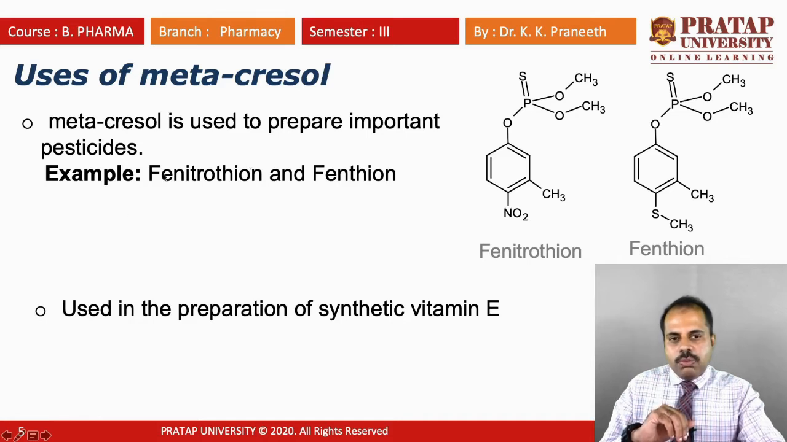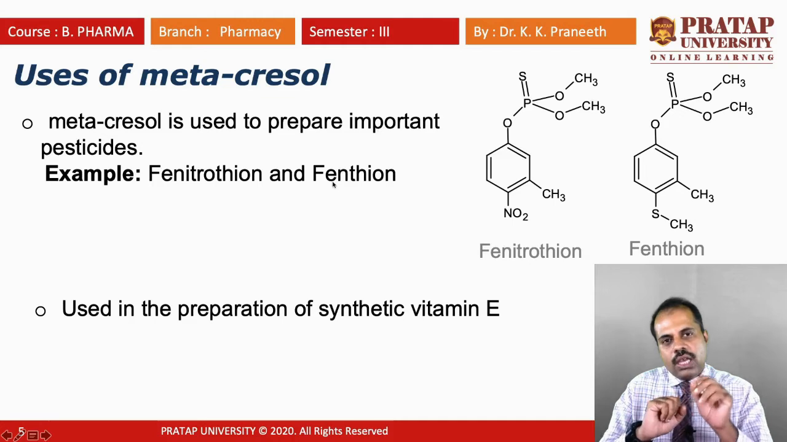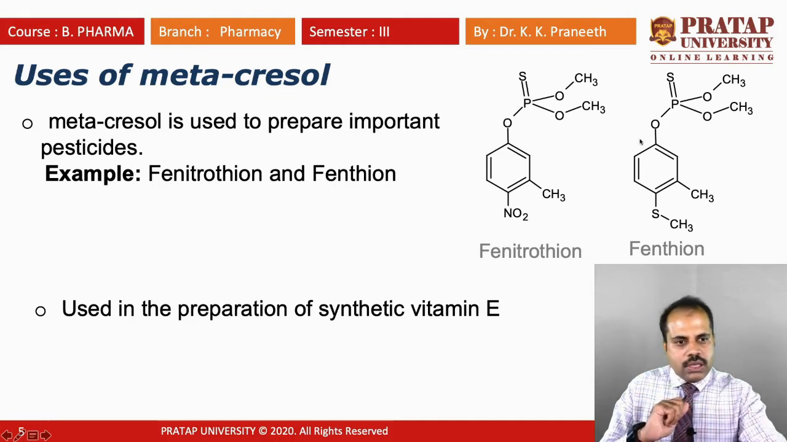And the 2 important examples of chemicals prepared from metacresol that are used as pesticides are called phen-nitrothione. The structure is shown here. And the second example is phen-thione. The structure is shown here. So these are the two important examples of insecticide or pesticide.